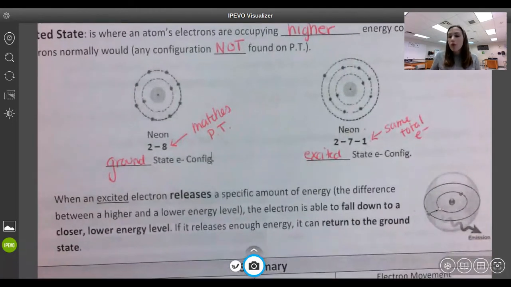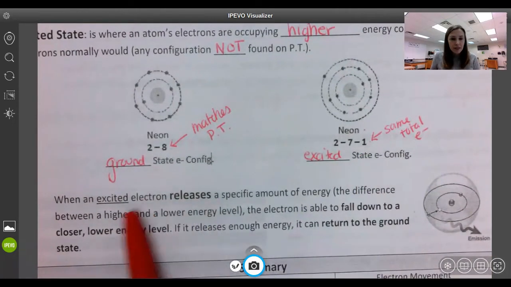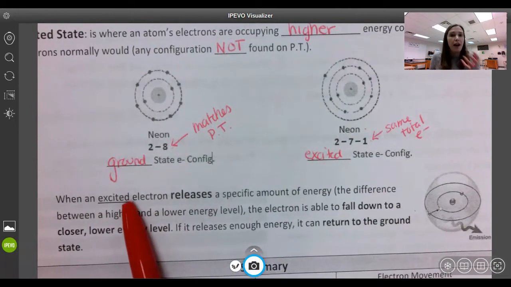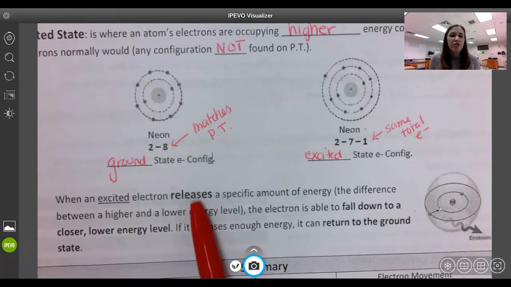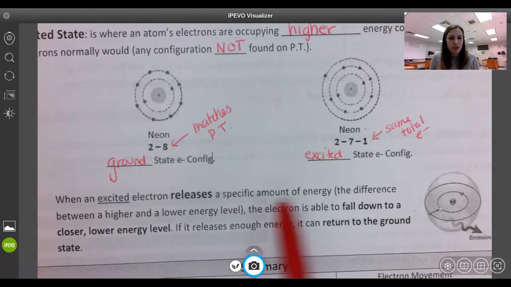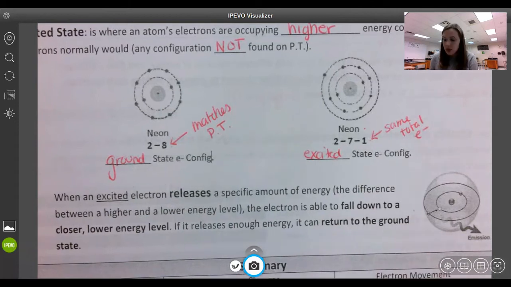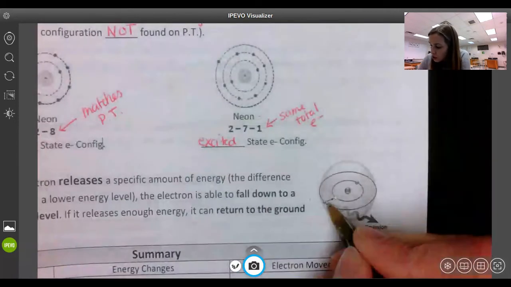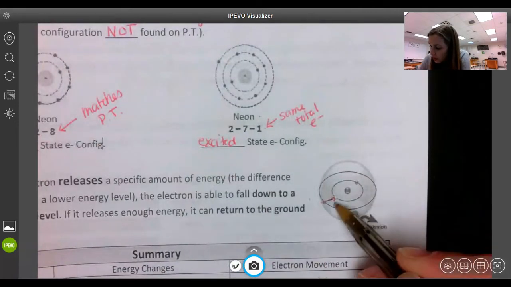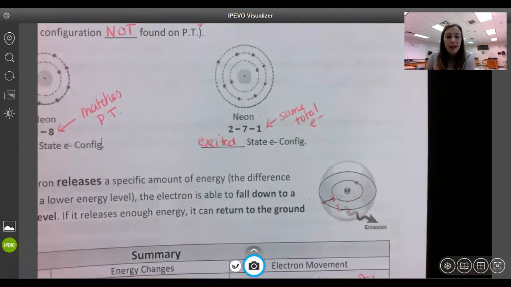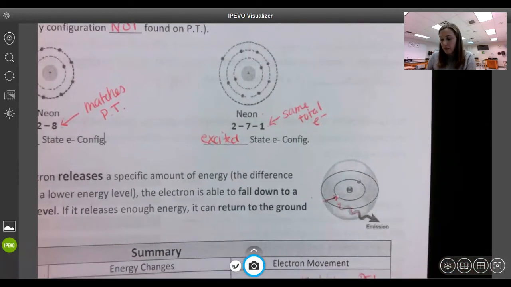Okay. So when it's in that excited state, that excited electron, that one that has more energy than it normally would, is going to release a specific amount of energy, the difference between a higher and a lower energy level, and it's going to fall down to a closer, lower energy level. Okay, if it releases enough energy, it will return back to its original ground state. So this little diagram here is just showing it's returning to a lower energy level, and then you're going to see the emission of energy being given off by it.